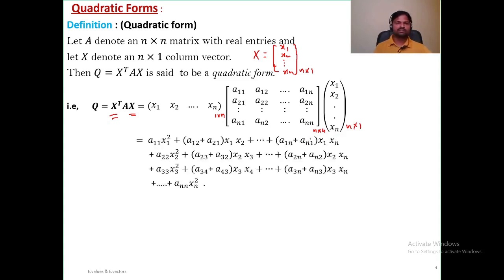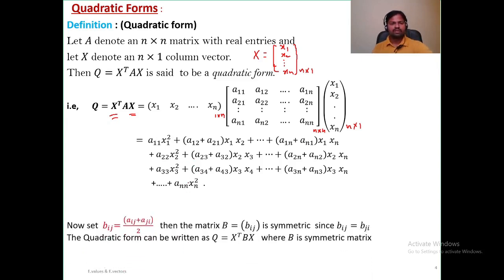That entry is this. So this is a11 into x1 square. Multiply these three matrices, you will get this expression. This entire expression is a single expression, up to an xn square. So this expression is said to be the quadratic form of the given square matrix A.